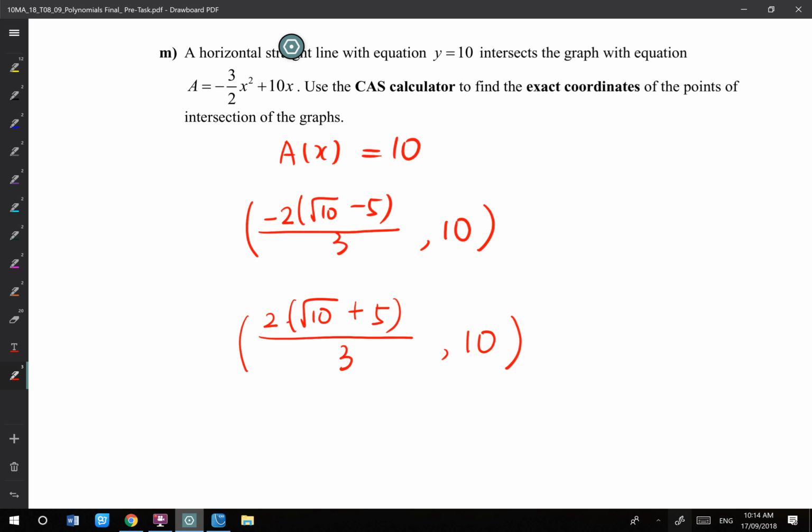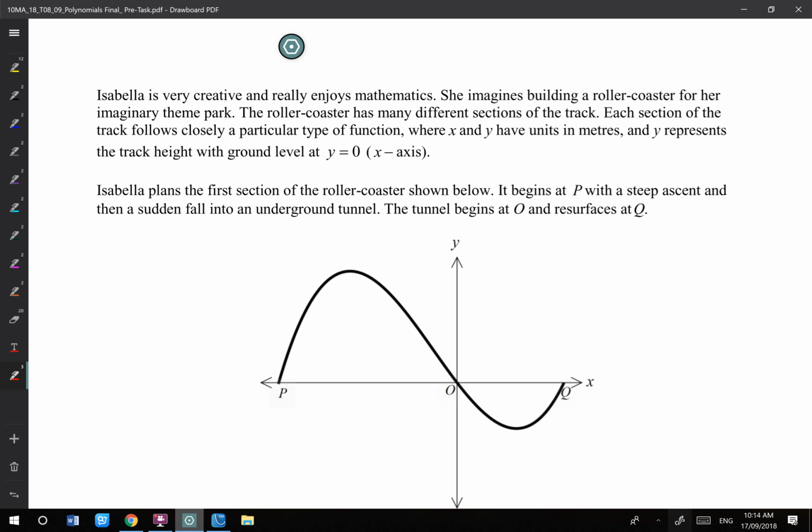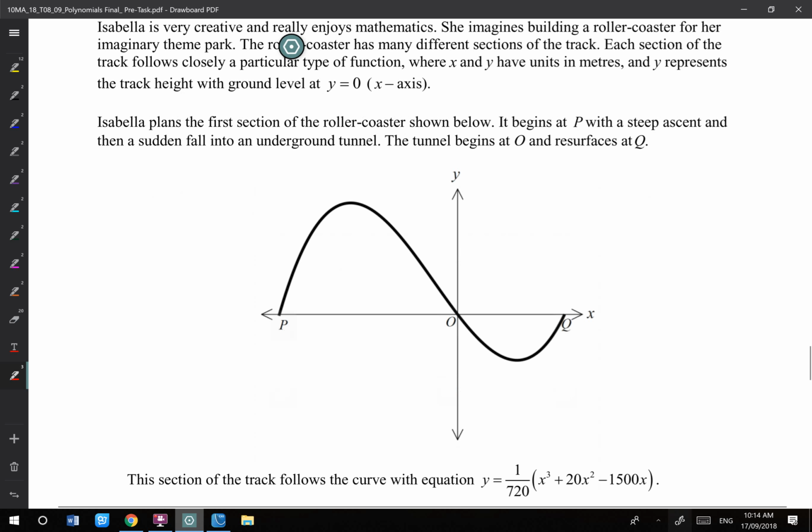Okay, last page. Isabel is very creative and really enjoys mathematics. She imagined building a roller coaster for her imaginary theme park. Well, I'm building a roller coaster here, and that's the path of the roller coaster. The first section of the roller coaster is shown here. It begins at P and finishes, and then goes underground in a tunnel and starts at Q and resurfaces at Q. So it's going up and down and underground and then going back up to the ground level.